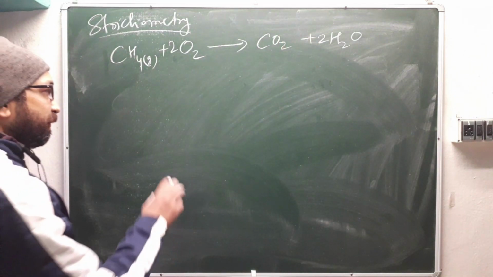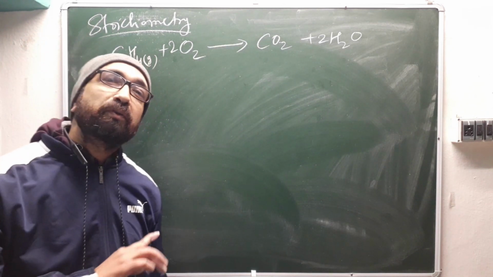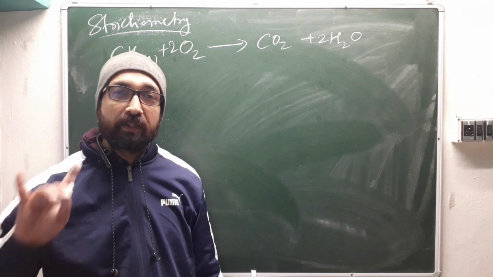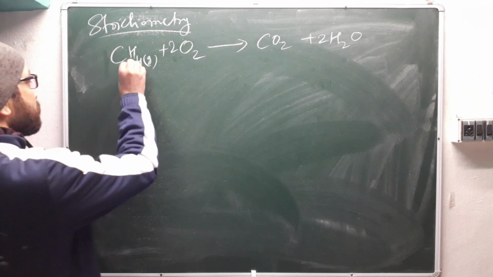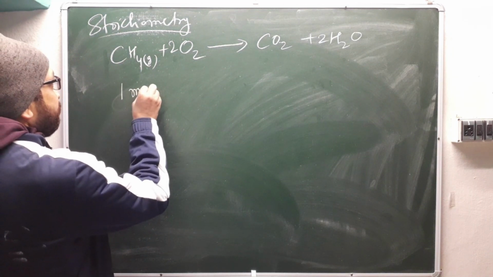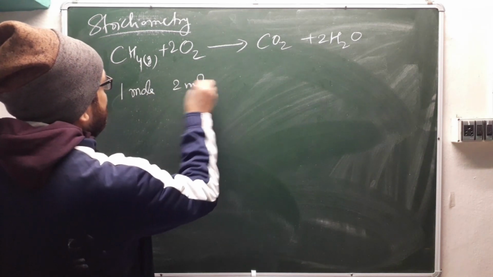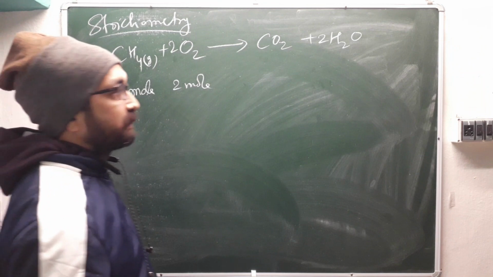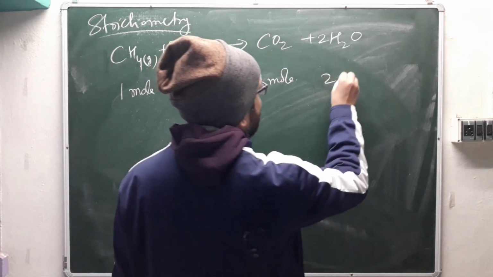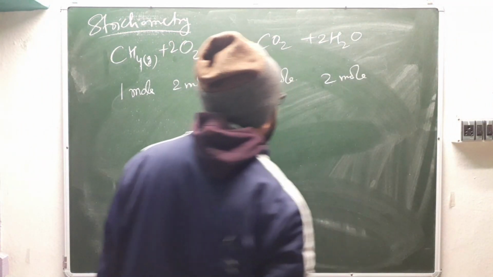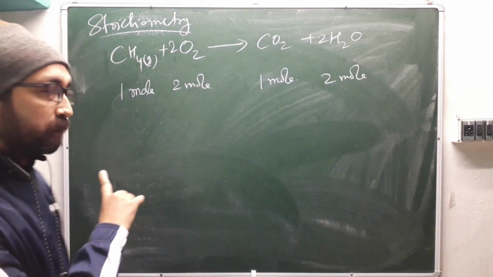So now, just listen, I'll write 4 lines here. Those 4 lines will help you throughout whatever problem you solve in future from the mole concept. So first, we have to convert everything into moles. 1 mole of methane is reacting with 2 mole of oxygen, and what is it giving? 1 mole of carbon dioxide and 2 mole of water, right? So everything you have to convert to moles, correct?